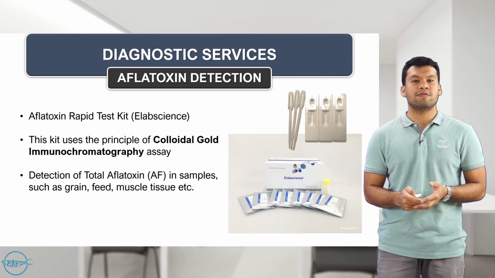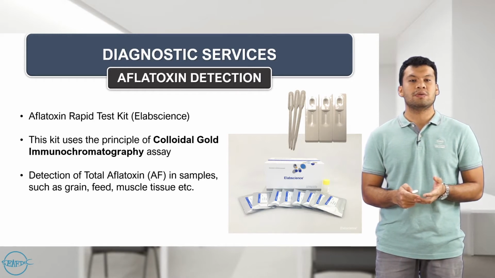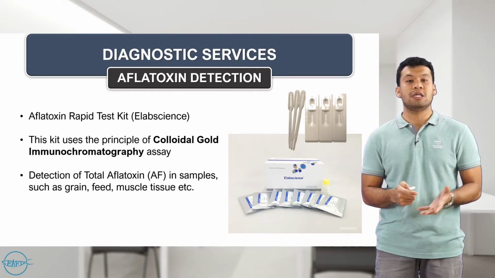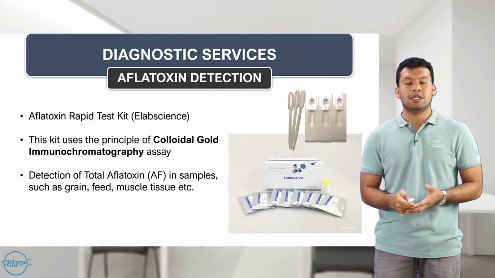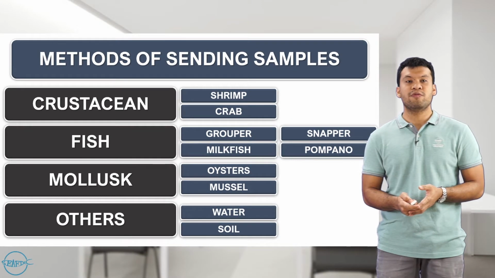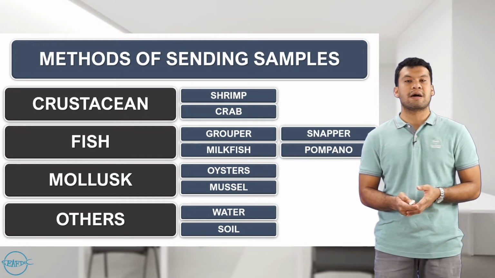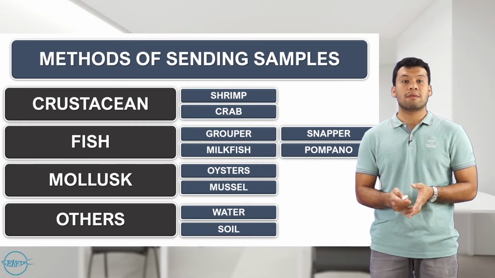And then the detection of your total aflatoxin in samples will be from your grains, your feed, and some of the muscle tissues in your fish or in your crustacean. Then let's move on to the methods of sending samples in the laboratory or in our laboratory.